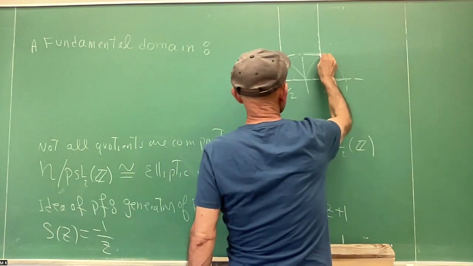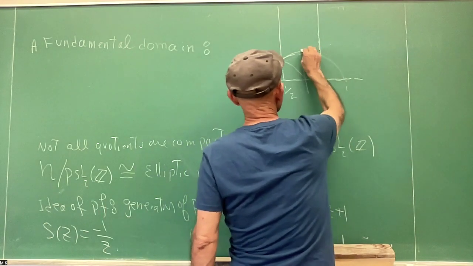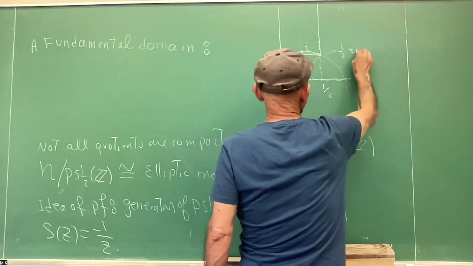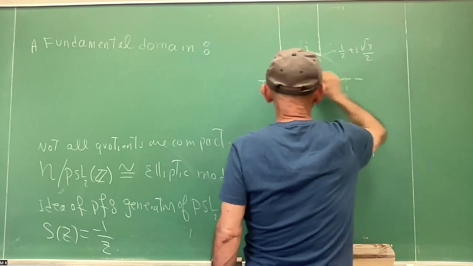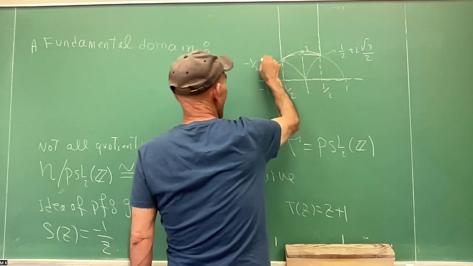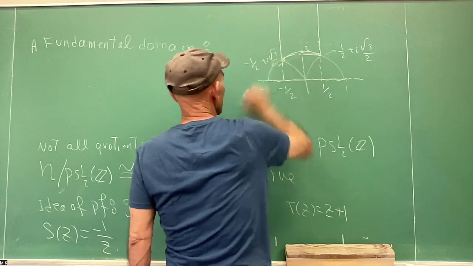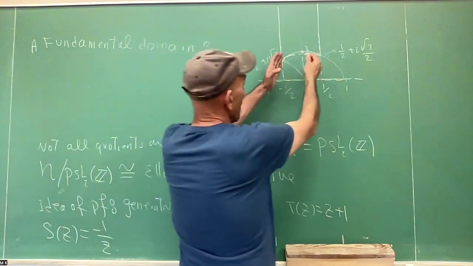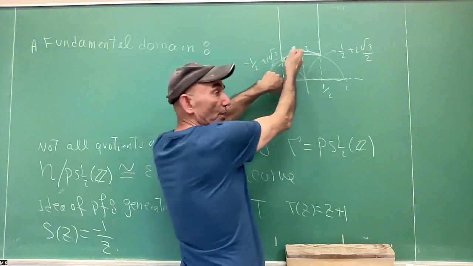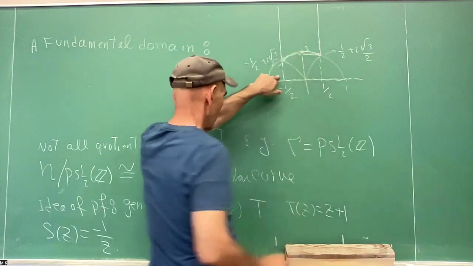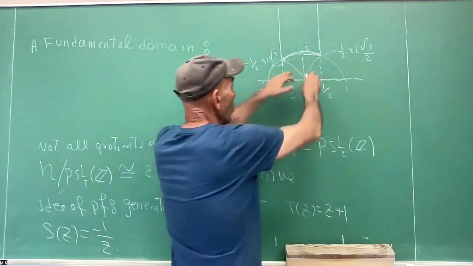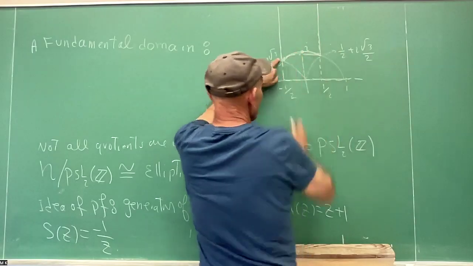So let me put this circle so that we can see the circle. This is the point i, and this point has coordinate 1/2 plus i root 3 over 2, and this point has coordinate minus 1/2 plus i root 3 over 2, right? And obviously this piece of circle gets identified with this piece of circle on the left, because you have S that maps this to that. And also this line gets identified to that line.